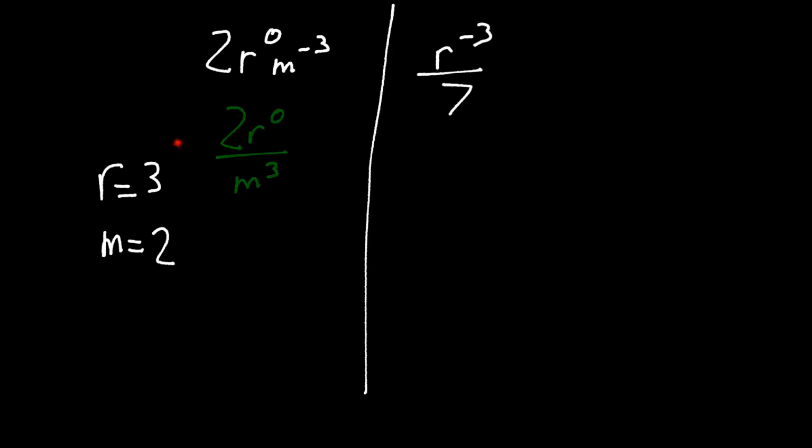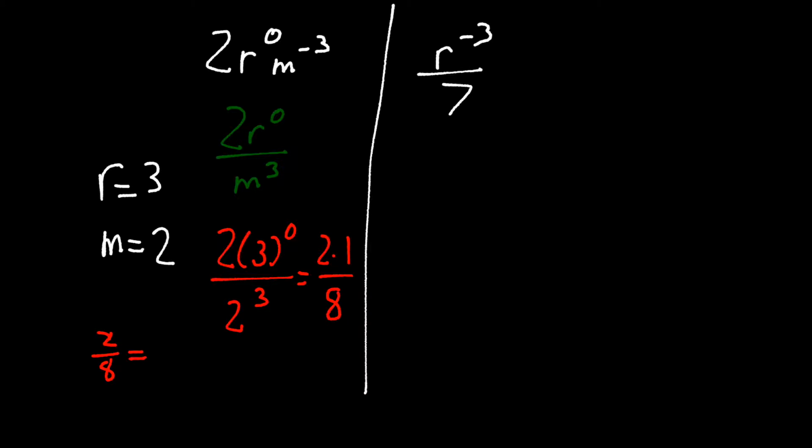Now I'm told what r and m are. r is 3, m is 2. So I can plug those values in to have 2 times 3 to the 0 power all over 2 to the third power. Now, what is 3 to the 0 power? We talked about that at the very beginning of this lesson. Anything to the 0 power is 1. So I really have 2 times 1 all over 2 to the third power, which is 8. So I have 2 over 8, which is 1/4.